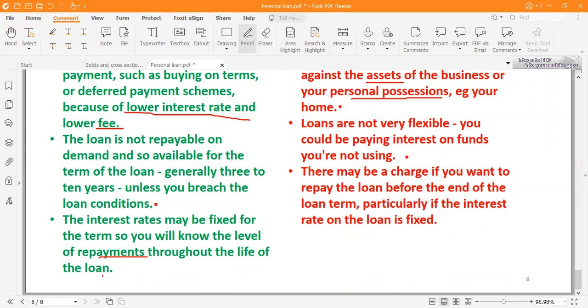As disadvantages also, we can find that there may be a charge if you want to repay the loan before the end, if we want to end the loan before the end of the loan term, particularly if the interest rate is fixed. Because we have a fixed interest rate, there may be an extra charge if you want to repay the loan before the end of the loan term.